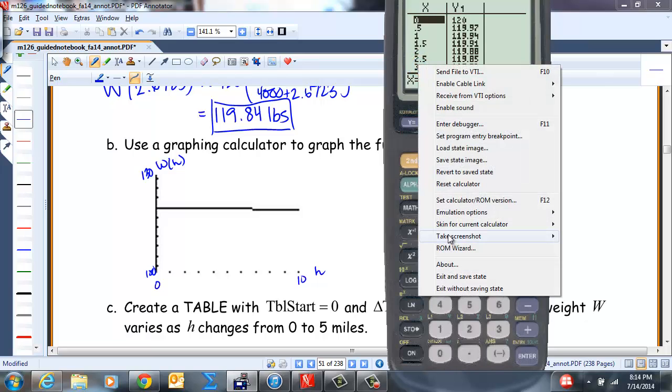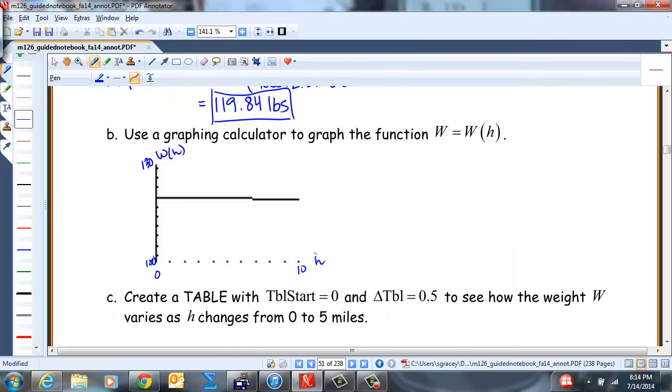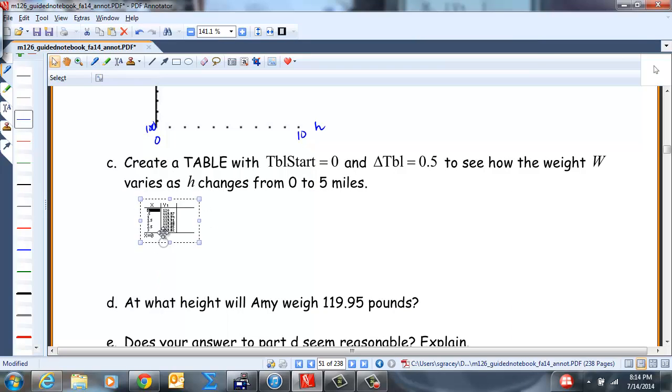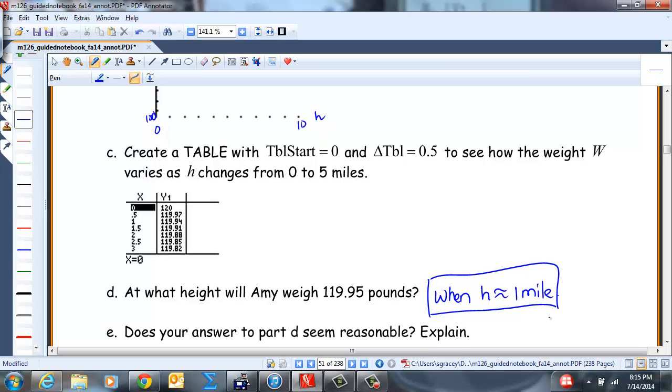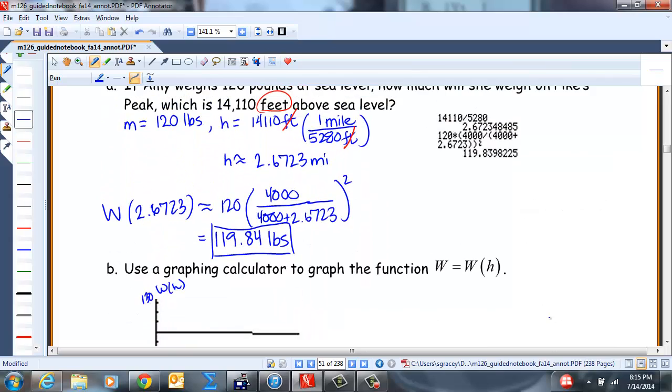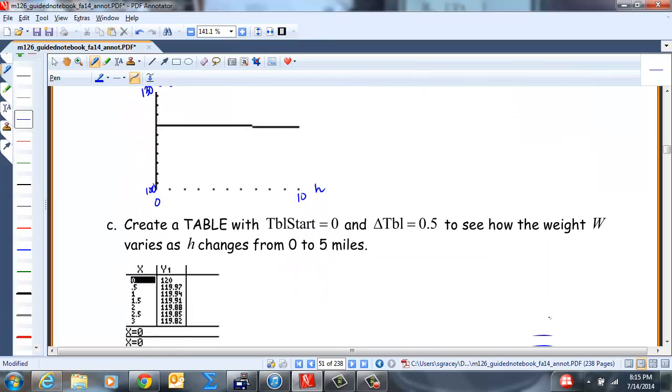Copy this one. So at what height will Amy weigh 119.95 pounds? So this one, it looks like at about maybe around 1 mile. That might be from rounding. So when h is approximately 1 mile. Does your answer to part D seem reasonable? Yeah, because at 2 miles it's decreasing, and at a little over 2.5 miles she was at 119.84 pounds. So yes.